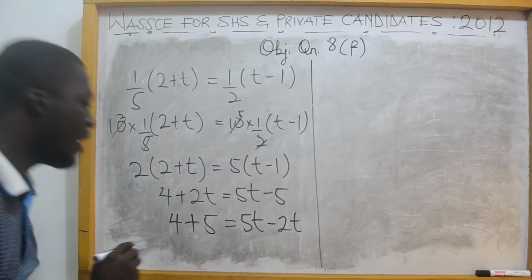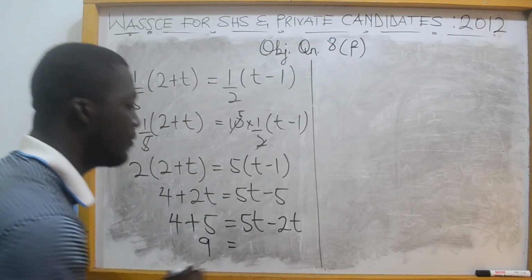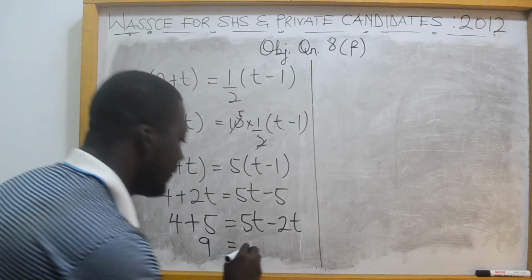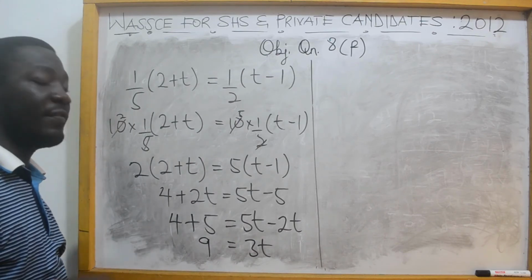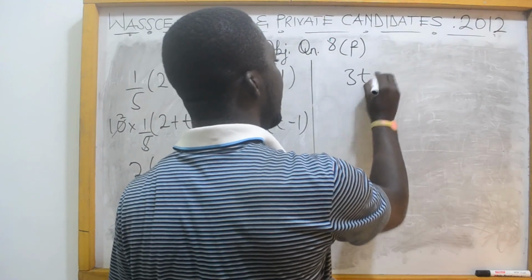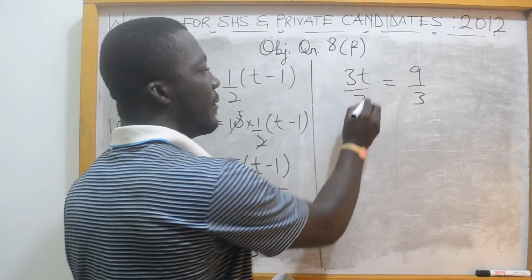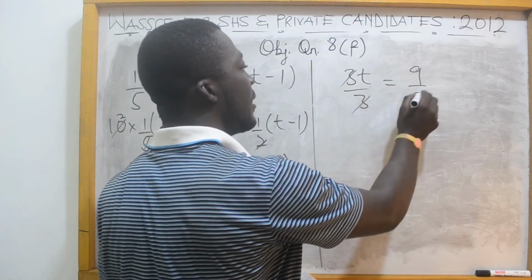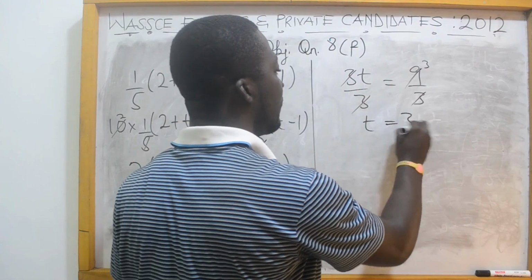Now we will have 9. 4 plus 5 is 9, is equal to 5t minus 2t, 3t. To get the value of t, we divide both sides by 3. So 3t divided by 3 is equal to 9 divided by 3. 3 will cancel 3 here, 1, and 3 into 9 is 3. t is equal to 3.